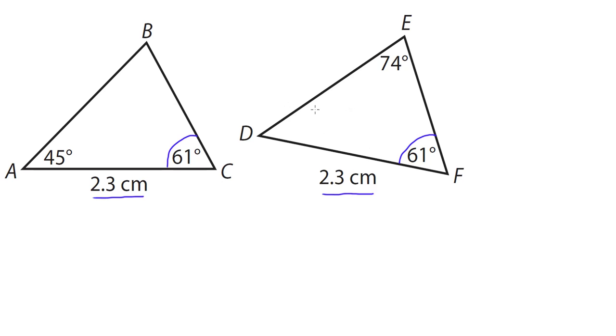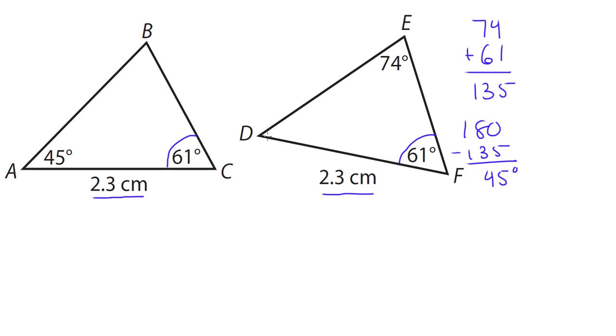So then in order for these triangles to be congruent, I need angle D to be congruent to angle A. So how can I find that out? Well, I can use the triangle sum theorem. Angle E measures 74 degrees, angle F measures 61 degrees. Add them together and I get 135 degrees. Subtract that from 180, and that will give me the measure of angle D. So 180 minus 135 is 45. So now I know that angle D measures 45 degrees, which is congruent to angle A.